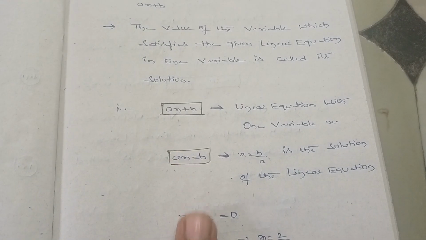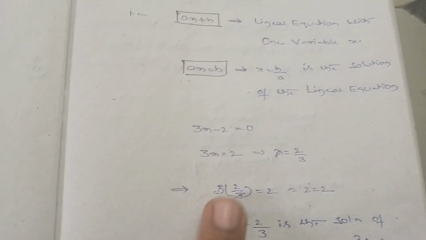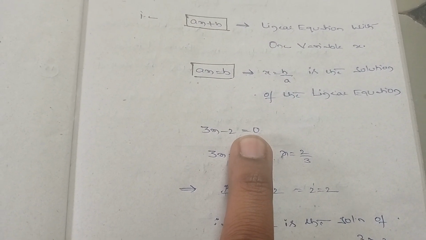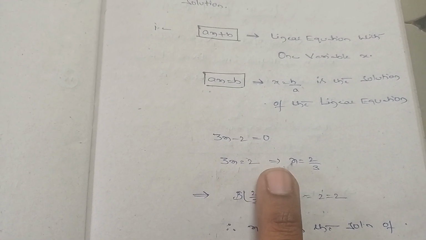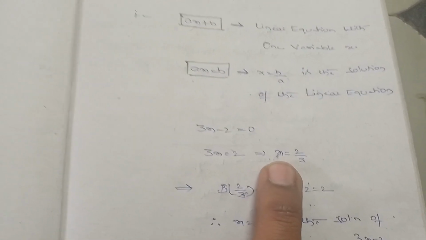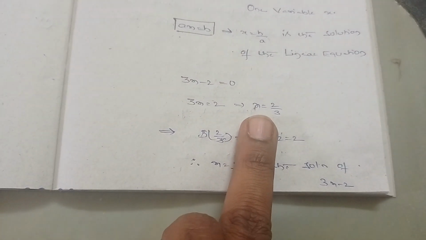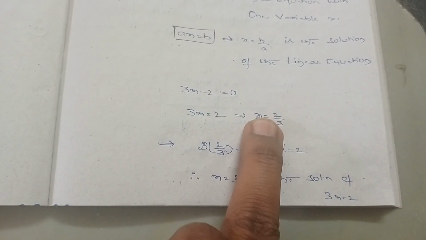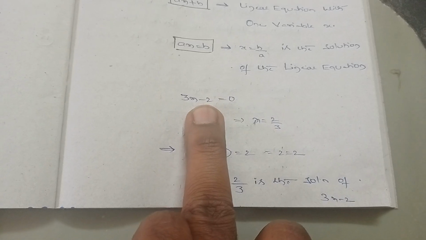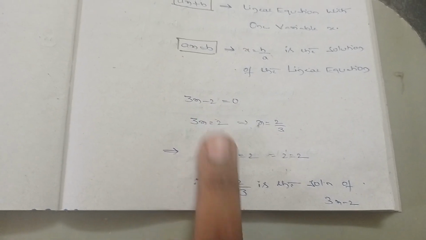I have given one example here. I took 3x minus 2 equal to 0. This is a linear equation with one variable. If you make x the subject, we get x equal to 2 by 3. Now, after substituting x equal to 2 by 3 in the given equation, we get 0, guys. Therefore, this becomes the solution of the given linear equation.